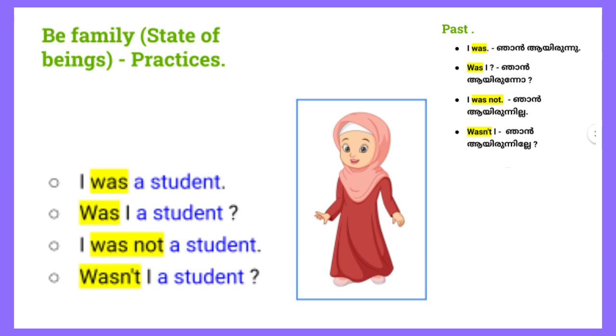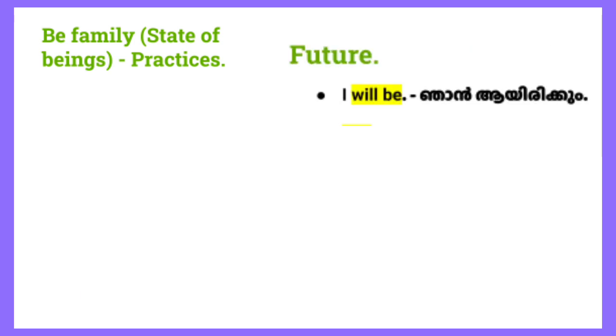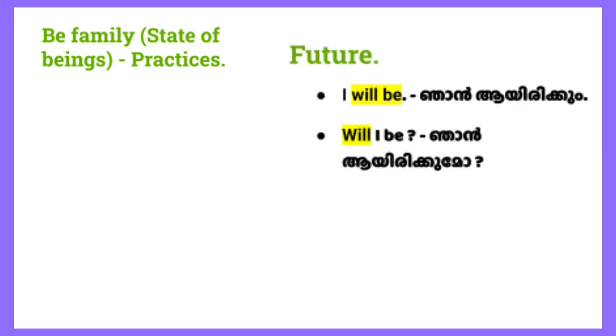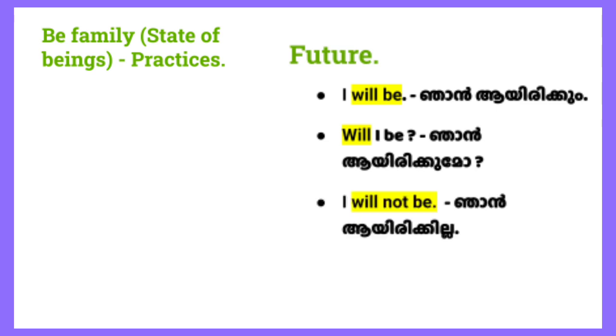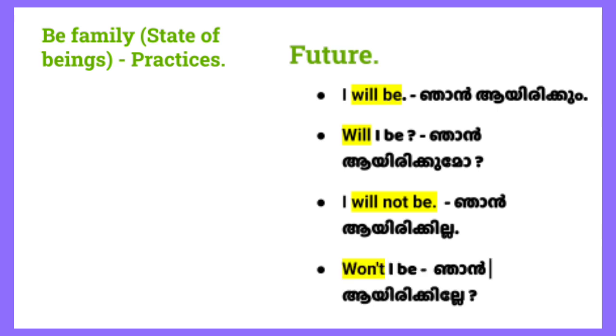Then we will move to the next part, the future forms of the be family. The sentence is I will be. The question form, will I be? Then the negative form, I will not be. Will not means won't. So then the negative question form is, won't I be? Okay, I will be, will I be? I will not be. Won't I be? Will not I be, that is won't I be. Will not and won't both are the same.